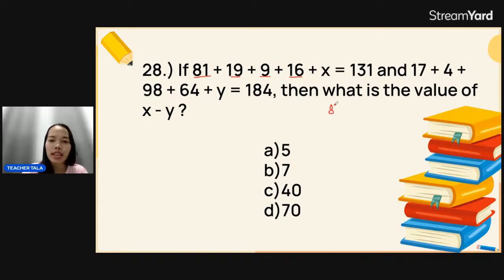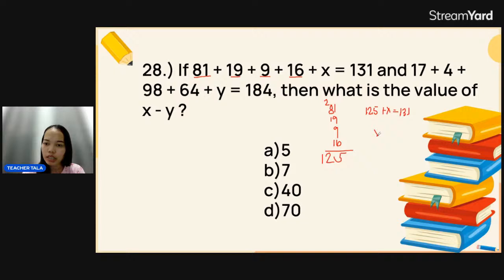So, i-add natin ang mga numbers. 19 plus 9 plus 16. So 1 plus 9, 10. 19 plus 6, 25. 10 plus 12, 10 plus 2, that's 12. 125. So 125 plus x is 131. So x is equal to 131 minus 125. So x is equal to 6.